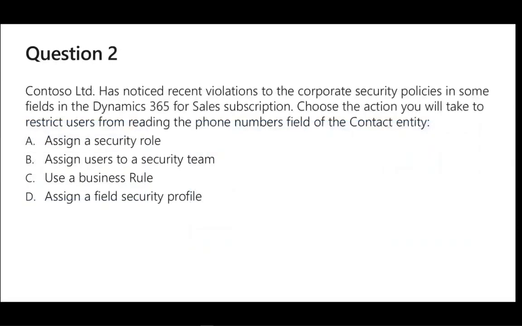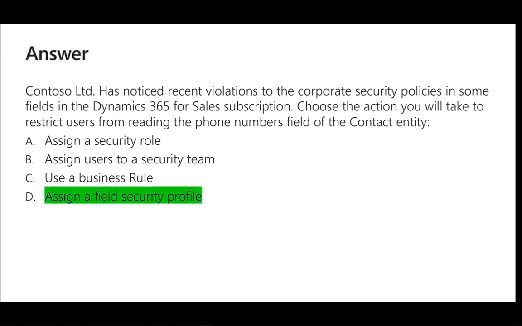Question number 2. Contoso company has noticed recent violations of the corporate security policy in some fields in the Dynamics 365 for Sales subscription. Choose the action you will take to restrict users from reading the phone number field of the contact entity. A. Assign a security role. B. Assign user to a security team. C. Use a business role. D. Assign field security profile.